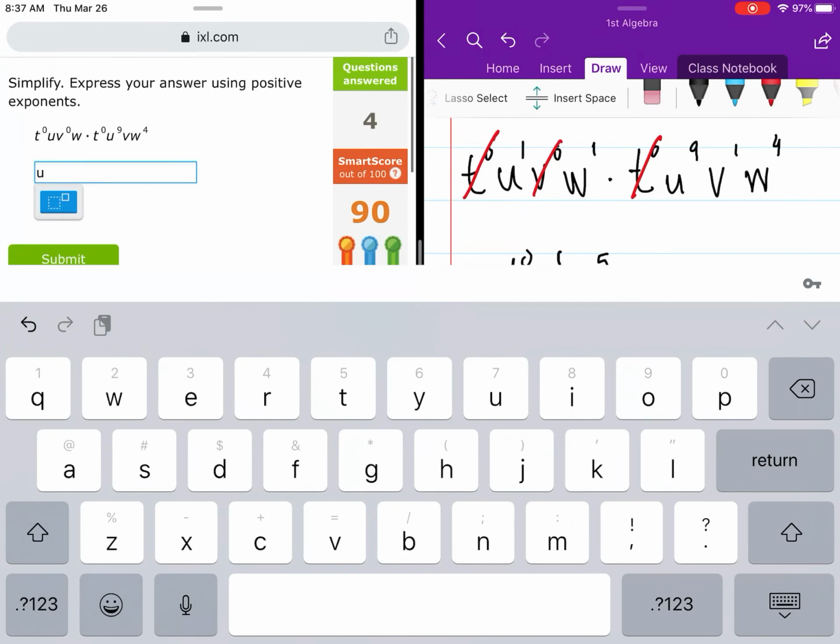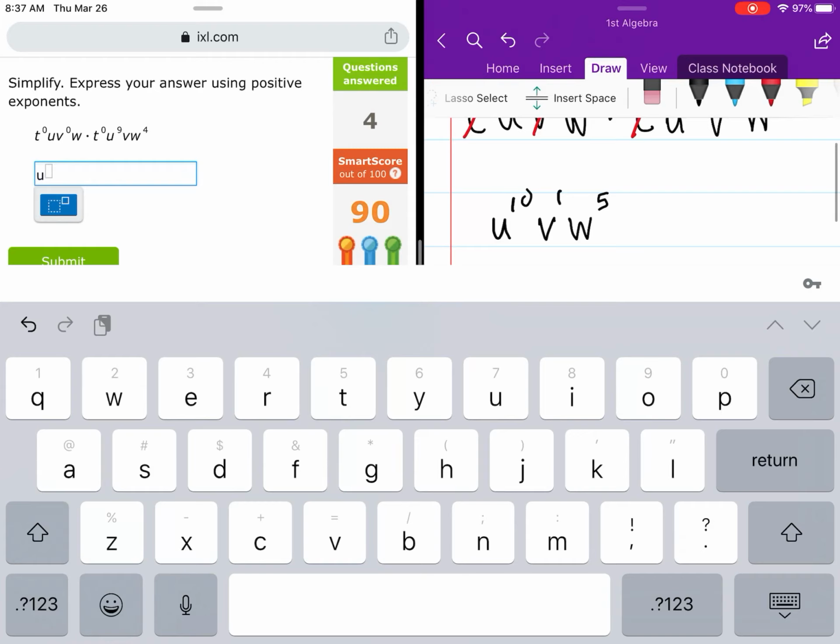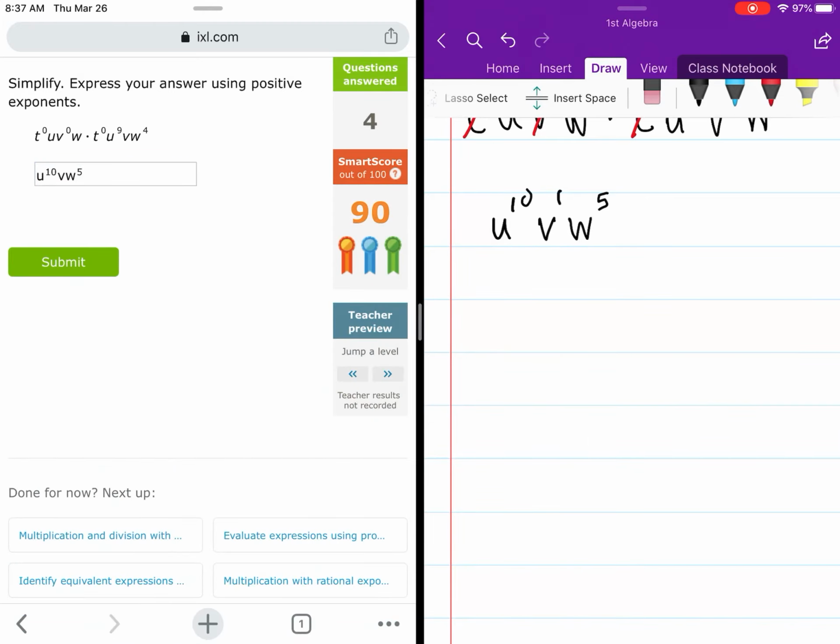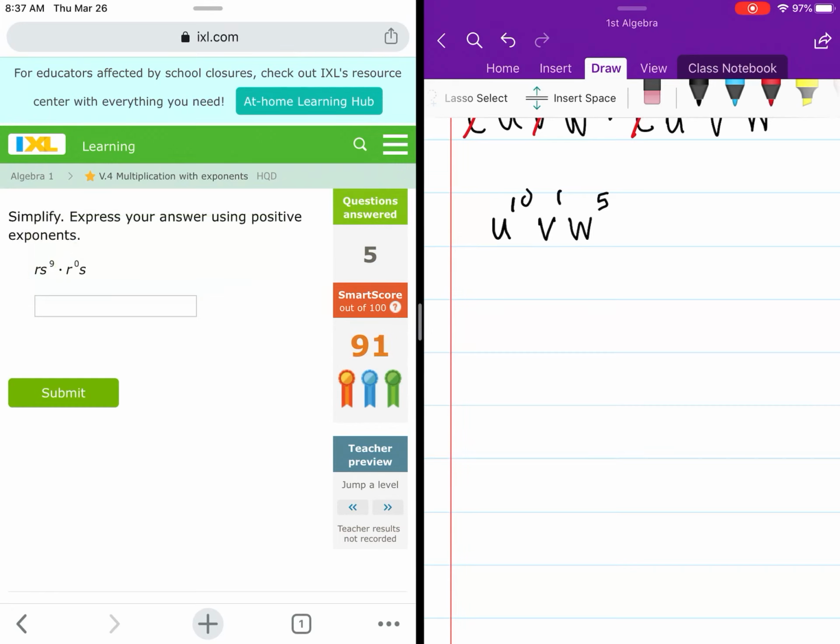U exponent 10. Make sure you click on this so that it moves down from the exponent. Otherwise, if you continue typing, it'll mark it wrong because everything is in the exponent. So click to move it down. V. See, I don't have to write the exponent there, so I'm not going to write it. Then W exponent 5. Submit. That's all you're doing in this example, and then the rest of them are pretty much the same thing.